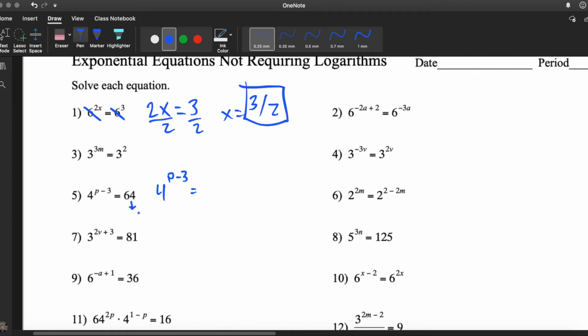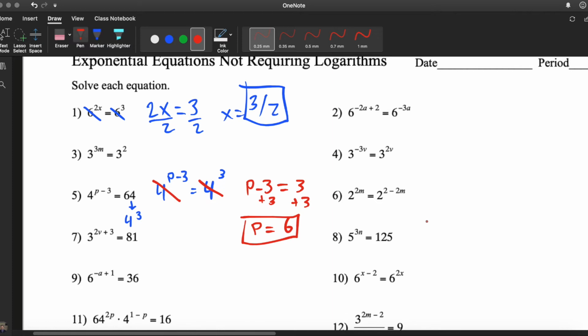So you start to think about it and you say, okay, well, if 64 is the same thing as saying 4 to the third power, then instead of writing down 64 on this side, I'm just going to write 4 to the third power. And look at that, now they have a common base, so I can cancel them, and I get p minus 3 is equal to 3, so plus 3 to both sides. P is equal to 6.